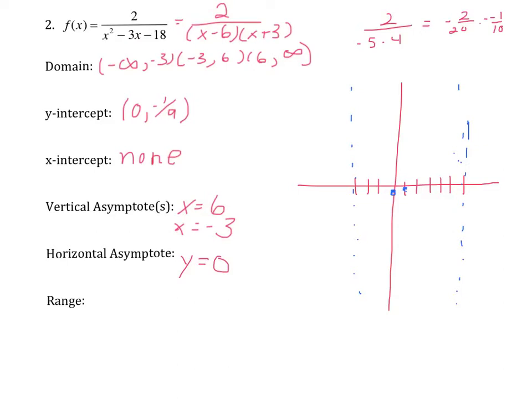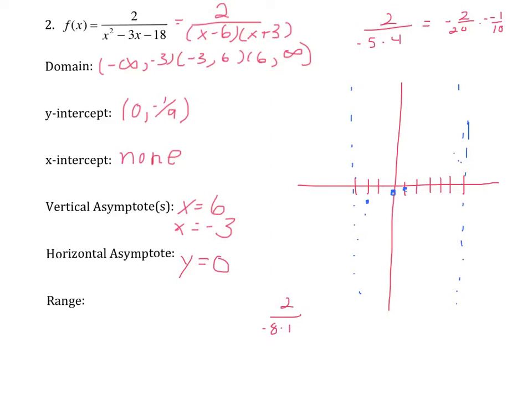And then I'm going to plug in a negative value. So I'm going to plug in a negative 2 and see what I get. If I plug in a negative 2, I'm going to get 2 over negative 8 times 1, which is negative 1/4. So it's a little bit lower down here.